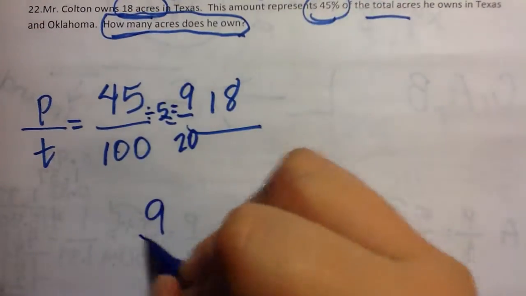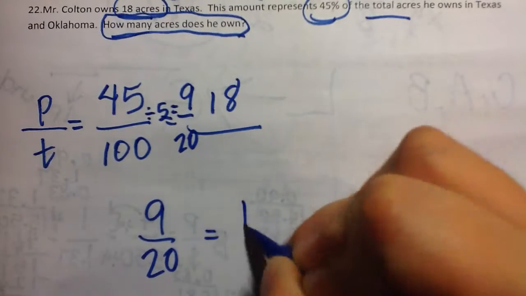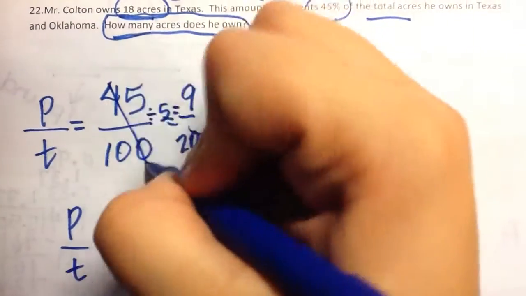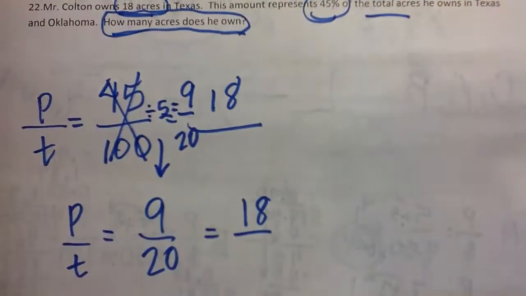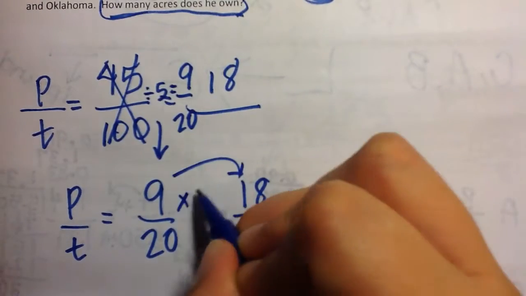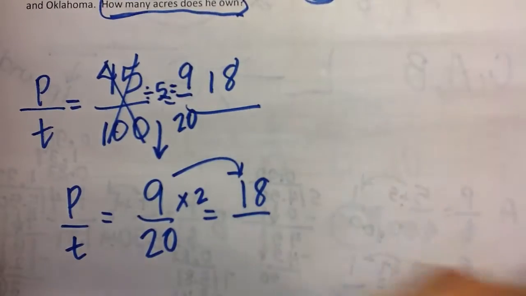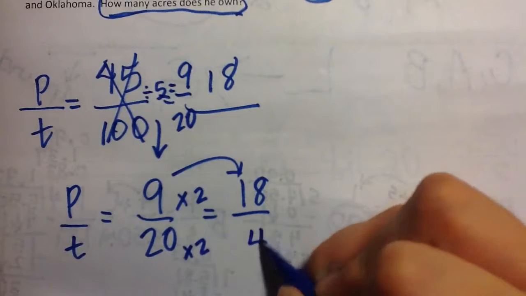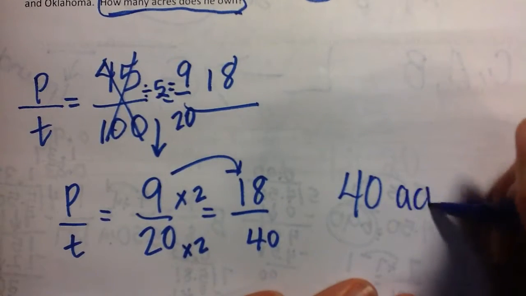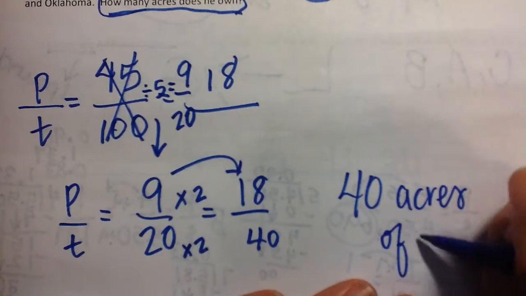I'm going to rewrite. I got to get to 18 over something. Okay, I just rewrote it. I do know that I can multiply 9 times 2 to get 18. So 20 times 2 must mean that he owns 40 acres of land.